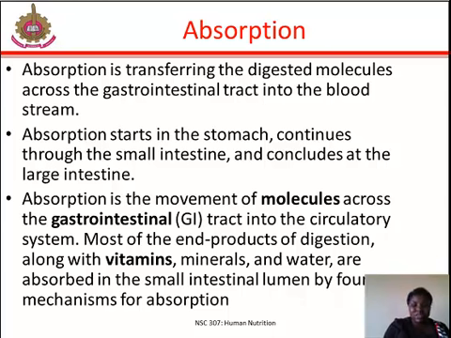The jejunum and ileum absorb most of the nutrients, while the large intestine does the majority of the water absorption. And finally, after absorption at the large intestine, the undigested and unabsorbed portion is ready for defecation.